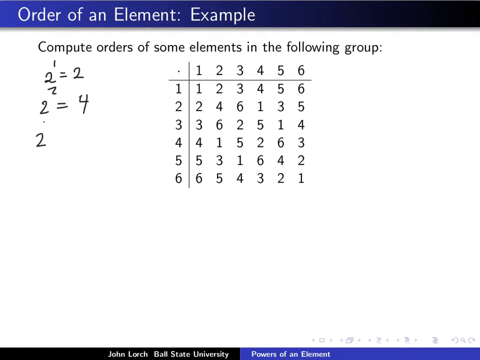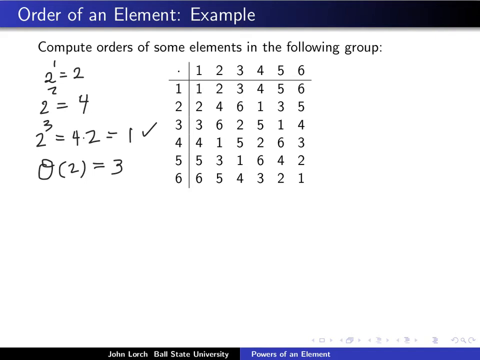And now when I take 2 cubed, that's just 4 times 2. But in this group, when I take 4 times 2, I get 1, which is my identity, right? So 3 is the smallest positive exponent I can put on 2 in this group to obtain my identity, which is 1. So what we say is that the order of 2 in this group is equal to 3.